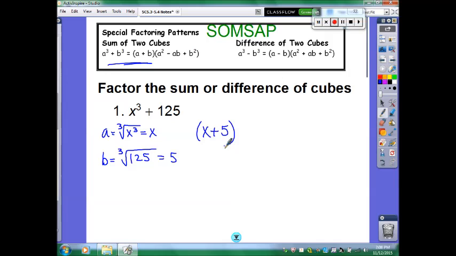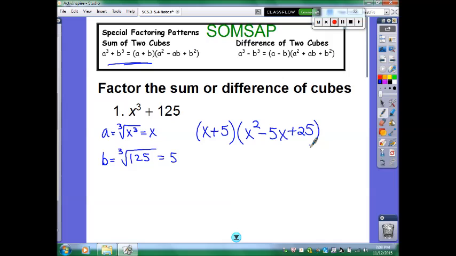All right, here's where my SUMSAP comes in, my trinomial. You square A, that's S for square, opposite multiply. So this is 5x, the opposite of 5x is -5x. That's my OM, opposite multiply. And then square, again, square my B, and that's always going to be positive. So positive 5 squared is plus 25. All right, so that's how you factor that sum of the cubes.